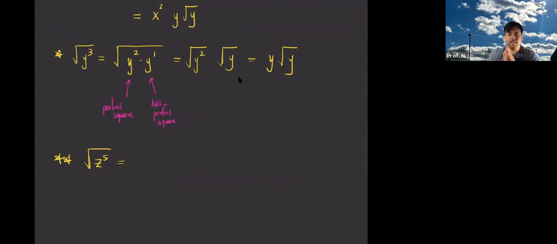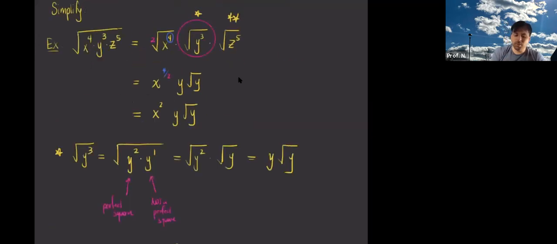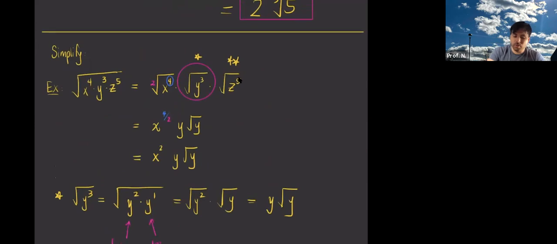Z to the fifth, obviously, the fifth power is not divisible by 2, so I'm going to have a fraction if I do that. So it's not a perfect square. So now I have to break this down into a product of two things where one of them is a perfect square. And what is a perfect square are the even powers. So make that another note.